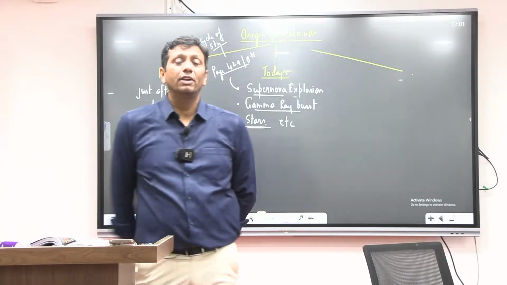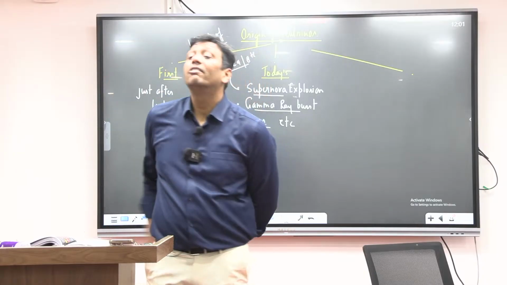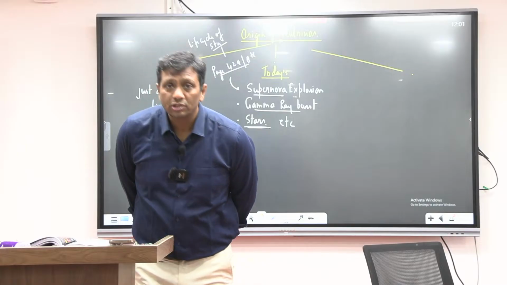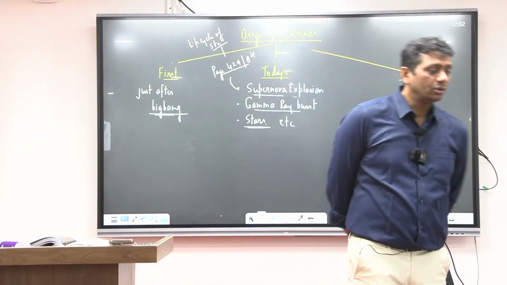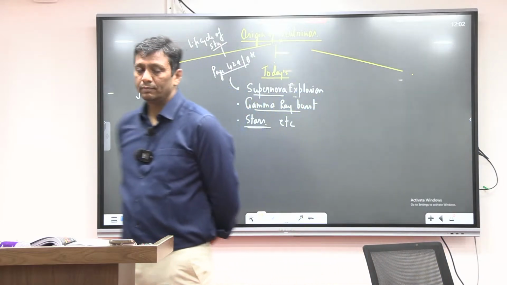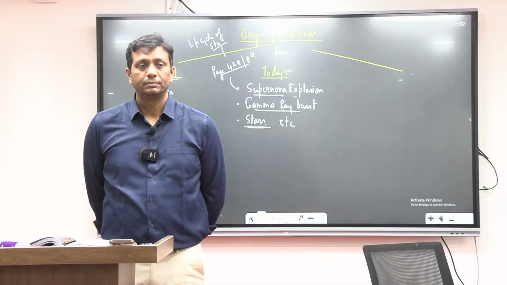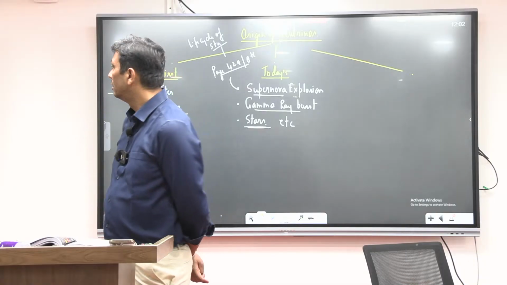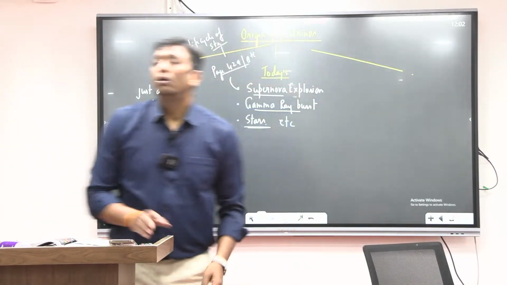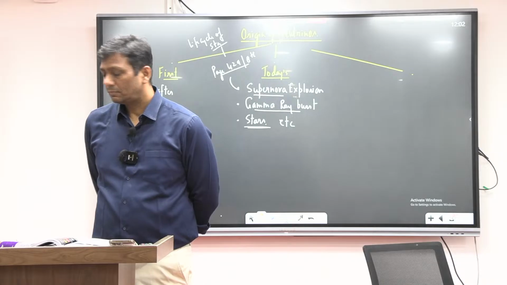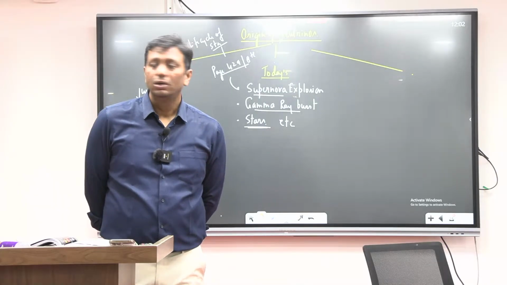If this kind of question comes, what is the main source of neutrinos on the planet Earth? The answer is the Sun. Write one statement anywhere: the Sun is the main source of neutrinos on the planet Earth.